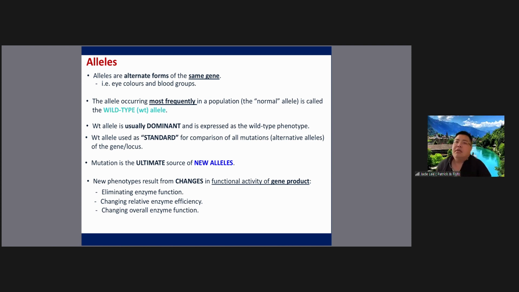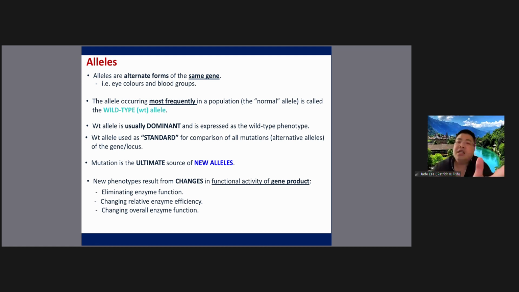Okay, so what is an allele? An allele is basically an alternative form of the same gene, like eye color or blood groups. The allele occurring most frequently in populations is what we call the normal allele, also called wild type. We use WT to indicate it, whereby the gene exhibits normal function. The WT allele is also usually dominant and expressed in the wild-type phenotype. This WT allele is used as the standard for comparison for all the mutations or alternative alleles in the gene or locus. However, mutation is the ultimate source of new alleles.